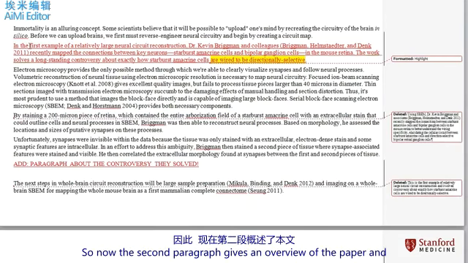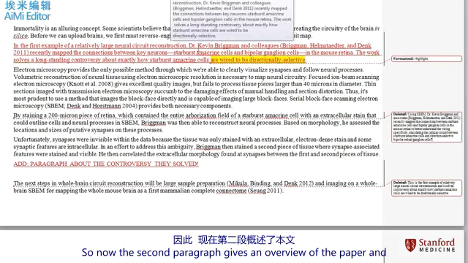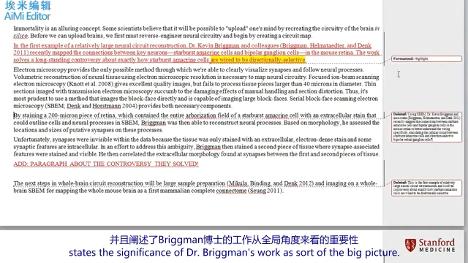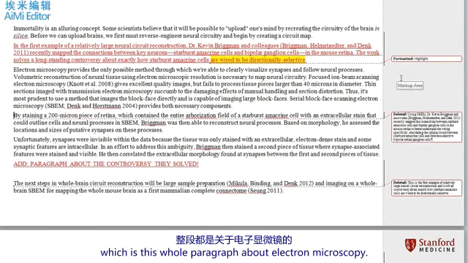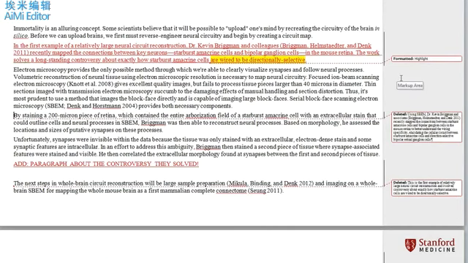So now the second paragraph gives an overview of the paper and states the significance of Dr. Brigman's work, the big picture. Then we get to what is now the third paragraph, which is this whole paragraph about electron microscopy.